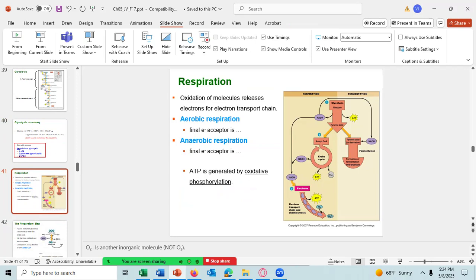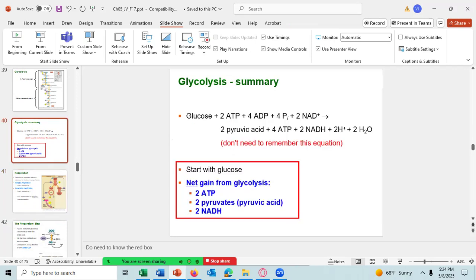All right, after glycolysis, we then go on to the Krebs cycle. Glycolysis happens, as I stated, in a eukaryote cell in the cytoplasm, as well as in a prokaryote cell in the cytoplasm.